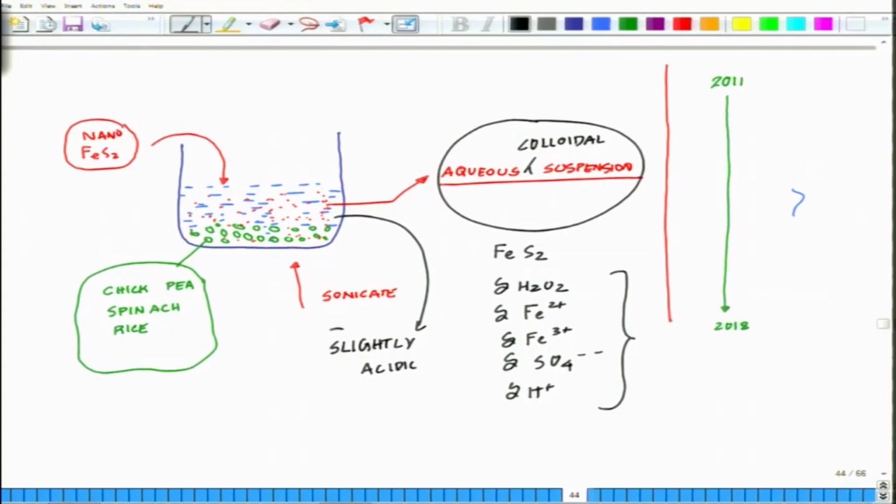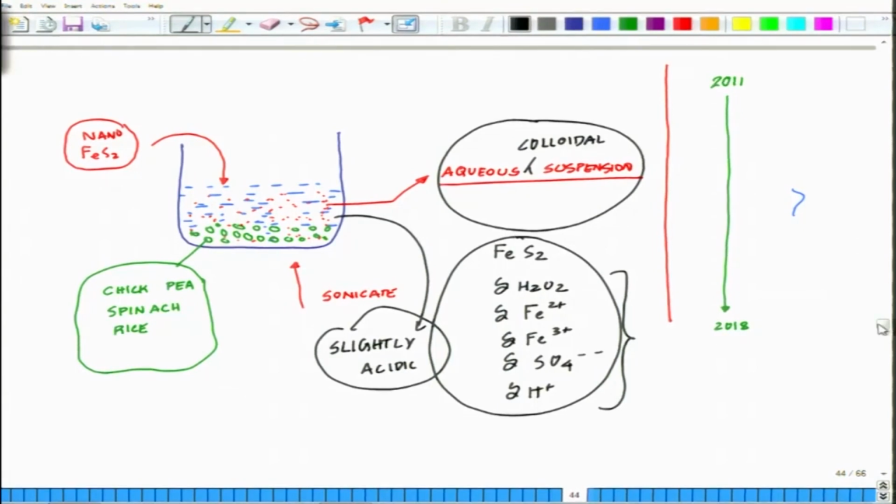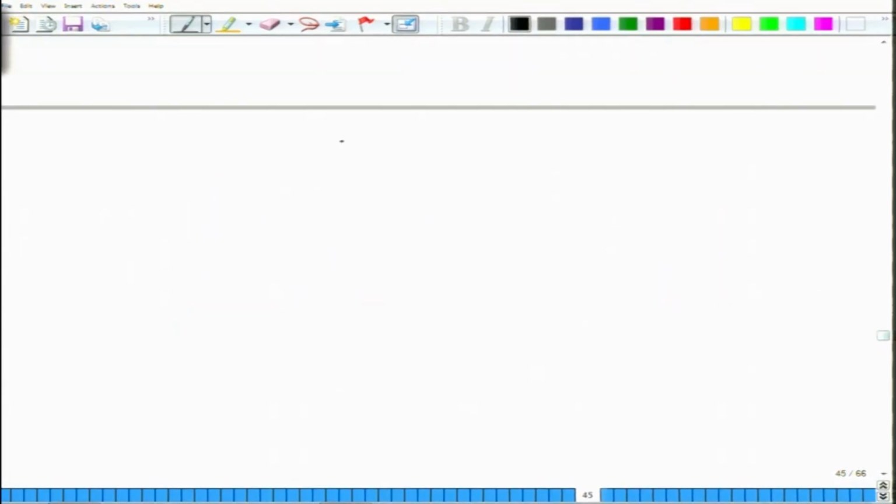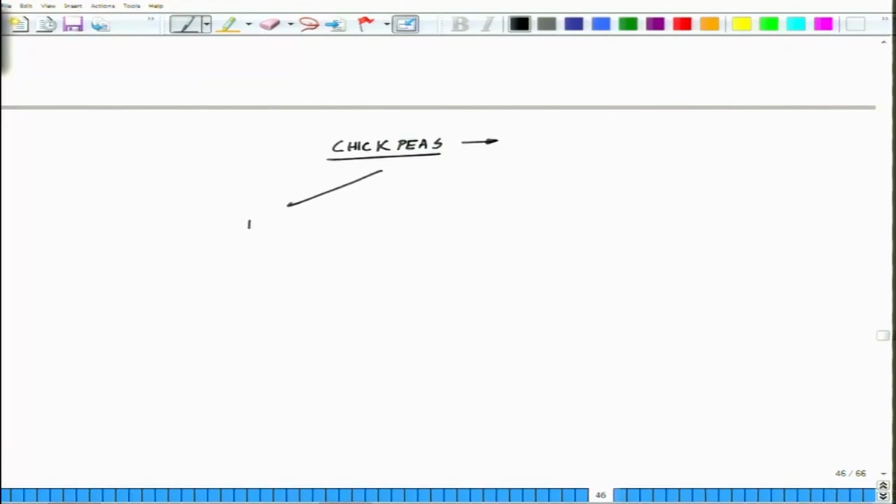So in other words, it leads to a very complex milieu of ions out there. Now when the very first experiment was done, it was done in a very simple way. So chickpeas were taken. All of you are aware of chickpeas. These chickpeas were treated with surface reactions to get rid of any kind of fungus or microbes, and then these chickpeas were divided into two categories.